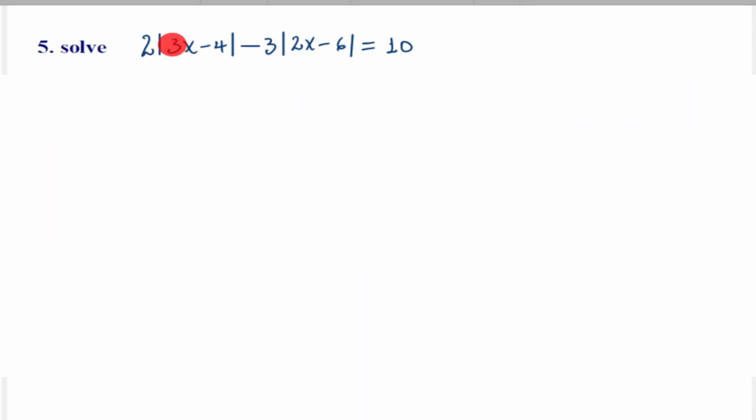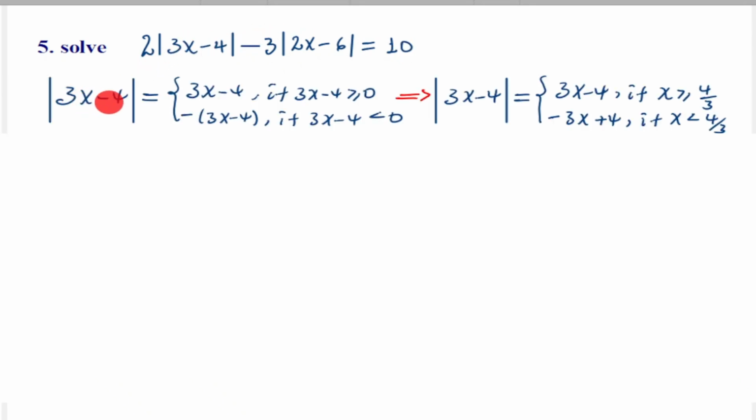Solve 2 absolute value of 3x minus 4 minus 3 times absolute value of 2x minus 6 is equal to 10. This is also a double absolute value equation. Absolute value of 3x minus 4 is equal to 3x minus 4 if 3x minus 4 is greater than or equal to 0. When we solve for x, we get 3x minus 4 if x is greater than or equal to 4 over 3, and minus 3x plus 4 if x is less than 4 over 3.